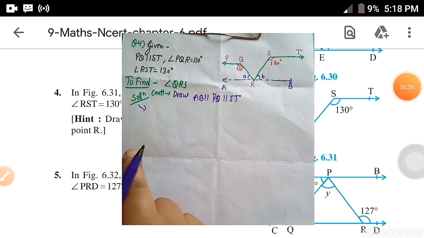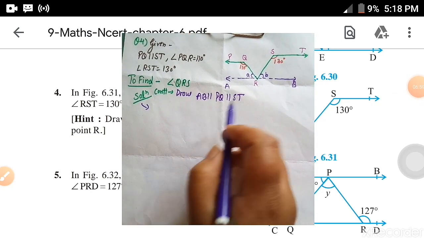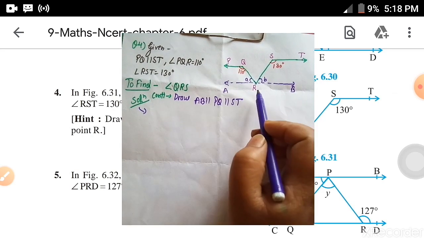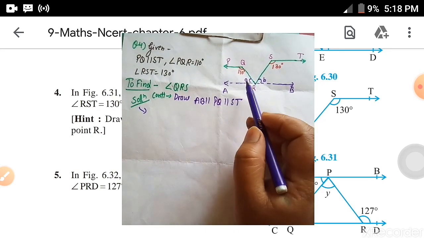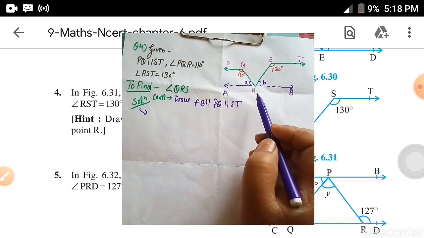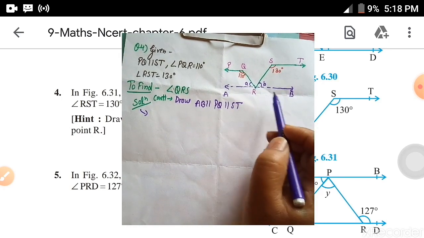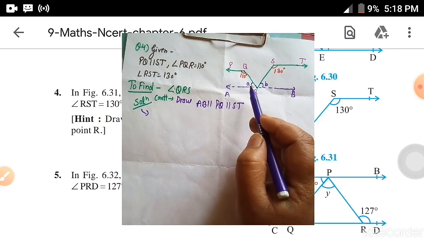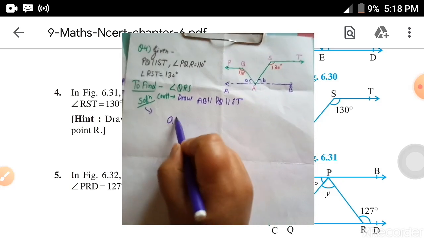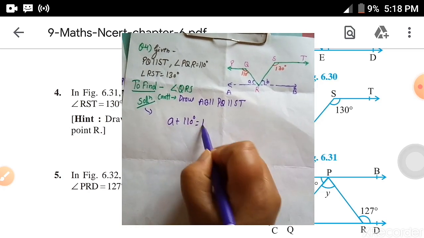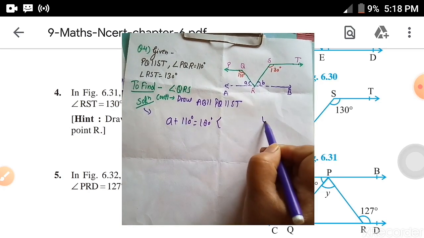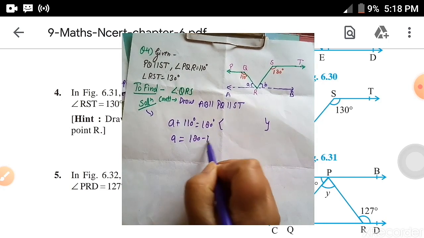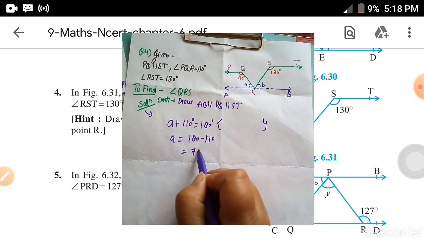I have done that. You can see that I drew AB which is parallel to PQ and also to ST, and we have to find the value of QRS. I have assumed angle QRA and angle SRB as angle A and angle B. If we have to find the value of A, what will you do? A plus 110 degrees is equal to 180 degrees because these are co-interior angles. I will write it here. The value of A is equal to 180 minus 110, that means the value of A is 70 degrees.